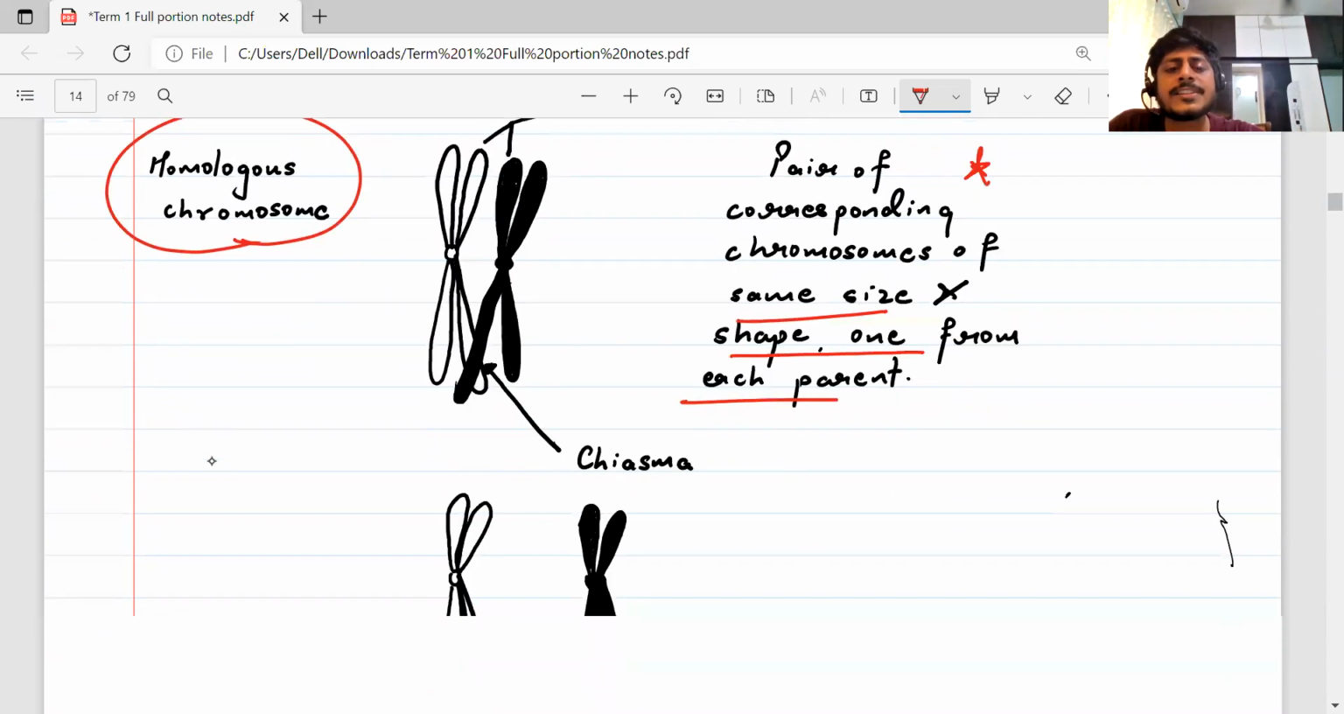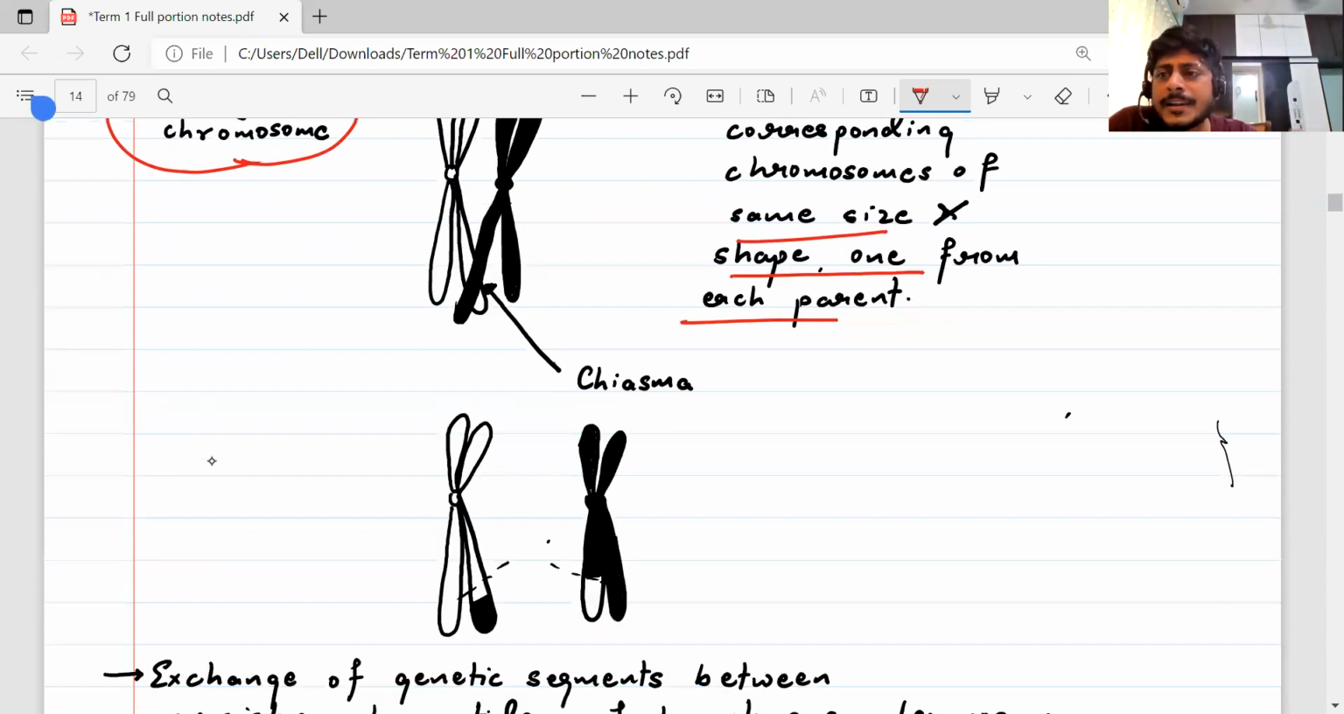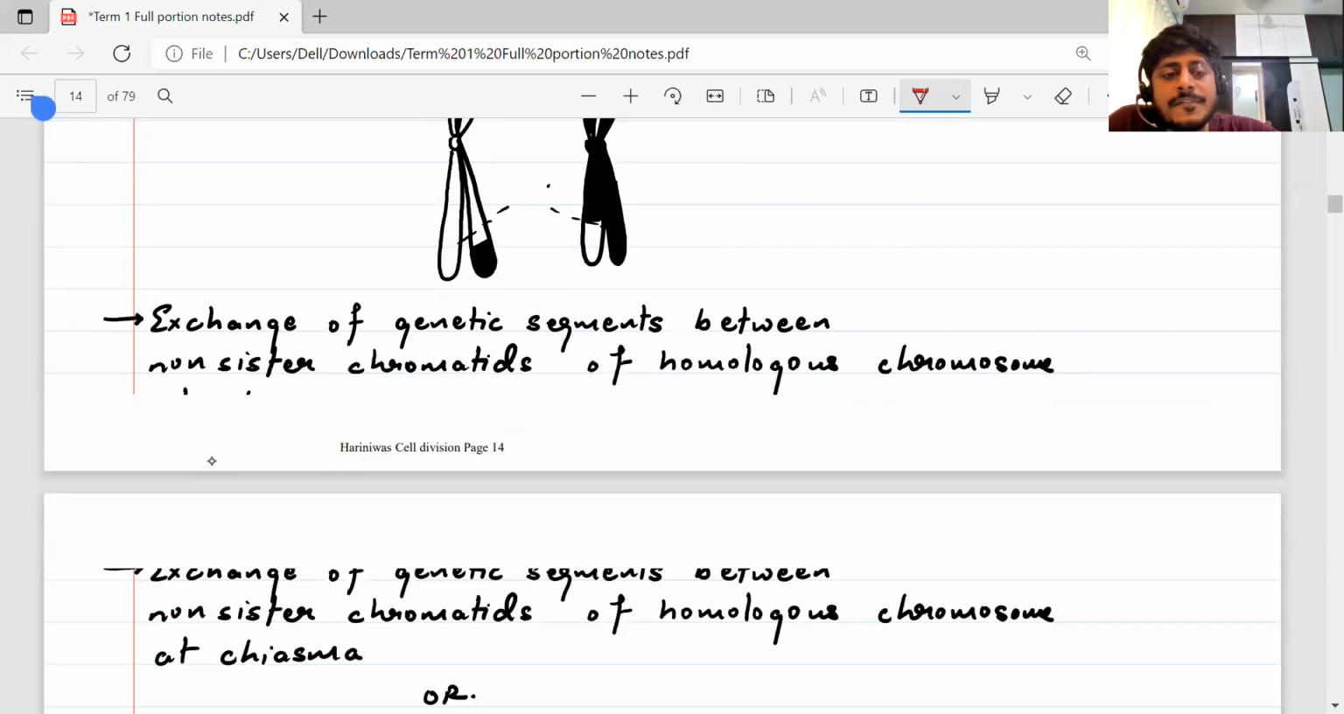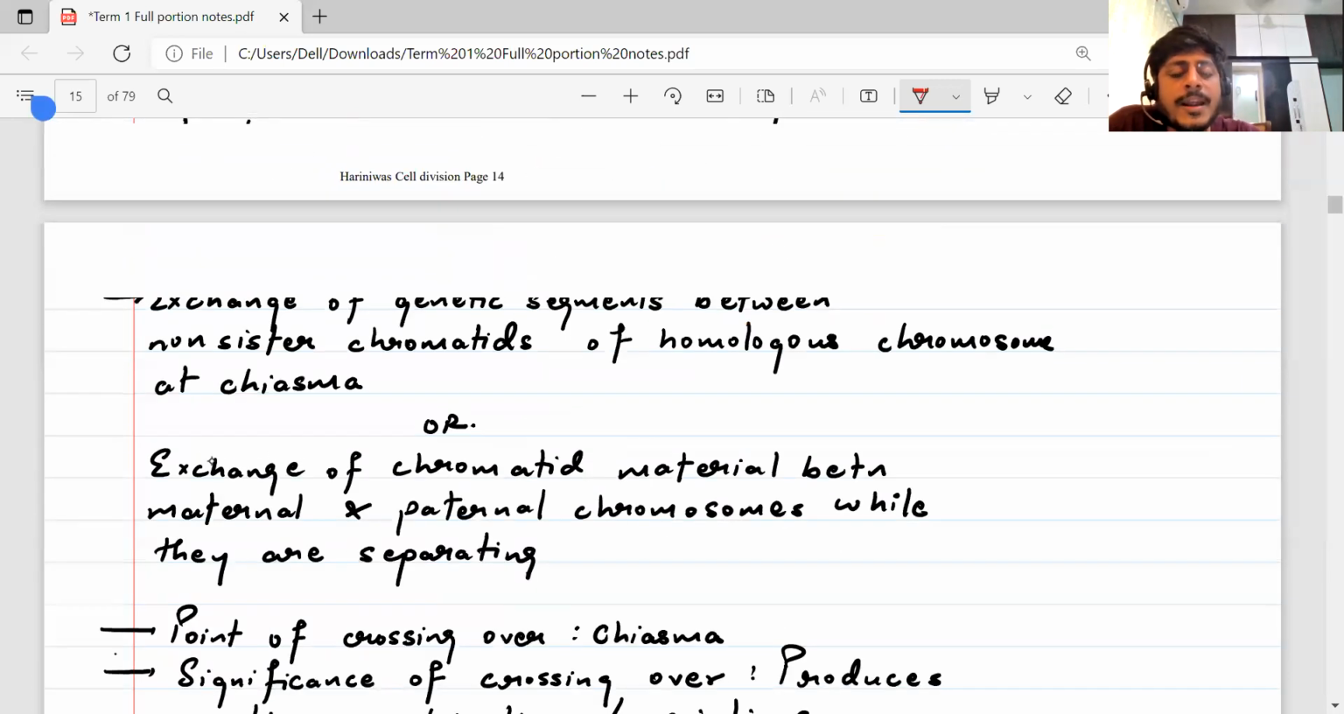The point of crossing over is chiasma or chiasmata. It leads to genetic recombinations, or it leads to variations. Variations are differences among organisms. So one of the causes of differences is variation. Another cause of variation could be mutation also. Mutation is the sudden change in one or more genes or in the number or structure of chromosomes. Mutation was also heritable.